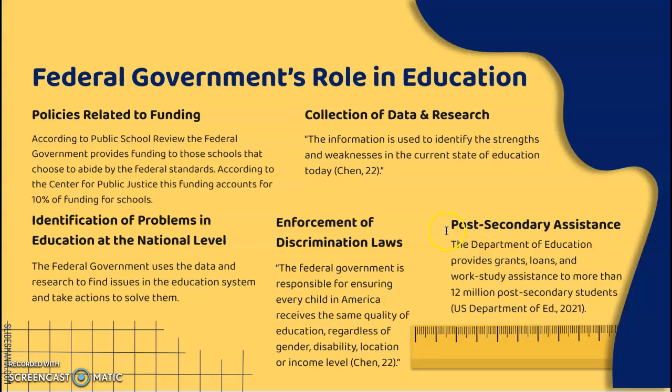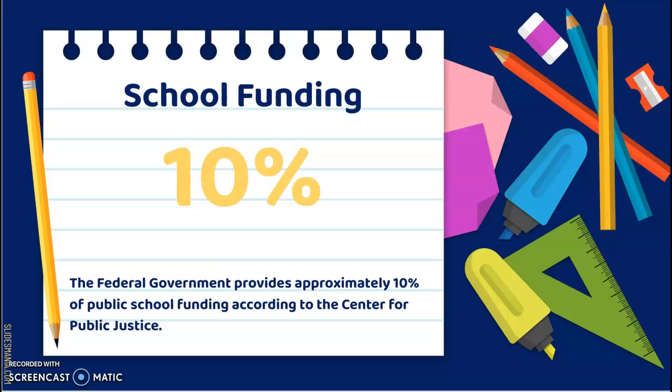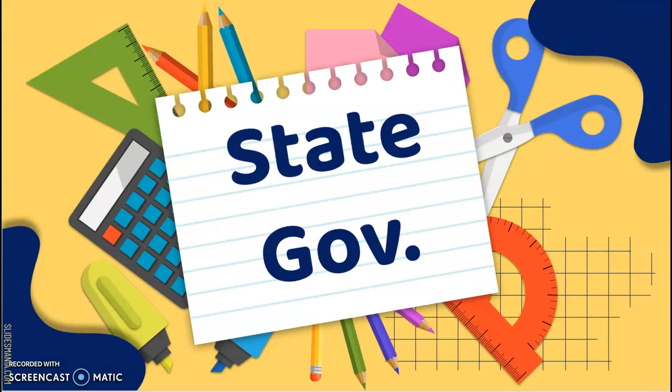As a secondary role, post-secondary assistance, where the U.S. Department of Ed gives loans, grants, and provides work-study assistance to more than 12 million post-secondary students. So those are the main roles of the federal government in education. And the federal government provides approximately 10%. One source said 8, one source said 10. So right in that area of about 10% of school funding, according to the Center for Public Justice.